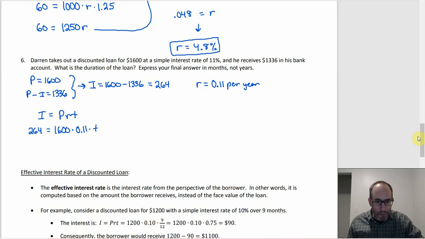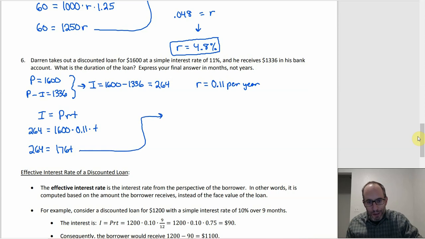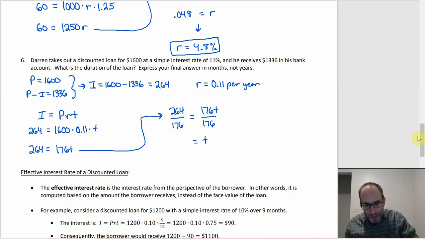All right, so then 0.11 times 1,600, that's 160 plus 16, that's 176. So 264 is equal to 176 times T. And then we want to solve for T. So we would divide both sides by 176. So 264 over 176 equals 176T over 176. So we're going to get a T here. And then 264 over 176 is actually 1.5. But that's 1.5 years, because R is in terms of years. So this is 1.5 years.